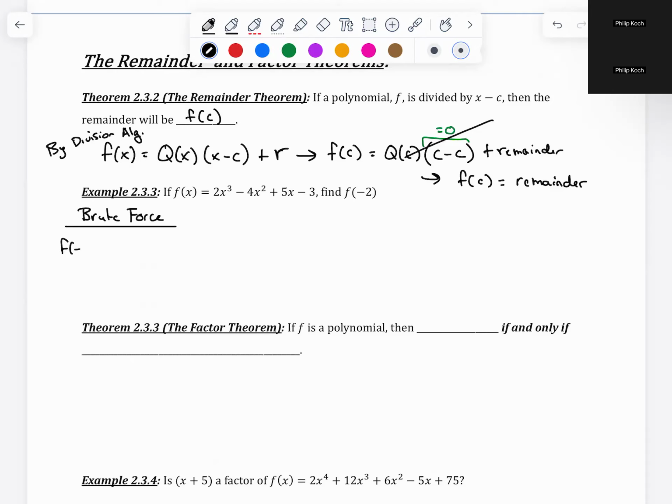So f of negative 2 would just be 2 times negative 2 cubed minus 4 times negative 2 squared plus 5 times negative 2 minus 3. And that should equal negative 45 or positive 45. Negative 45. And because we have a calculator, that's what we should do. We should utilize our calculators wherever possible.